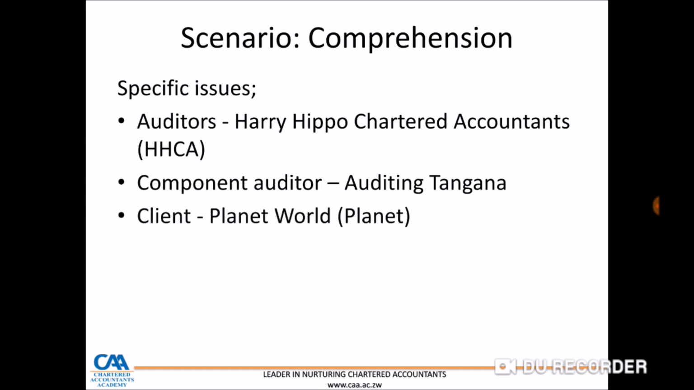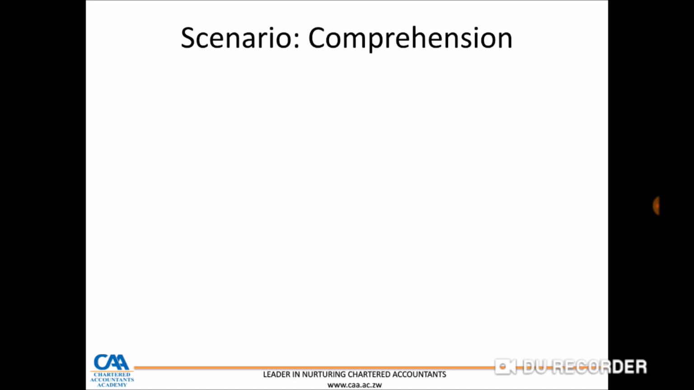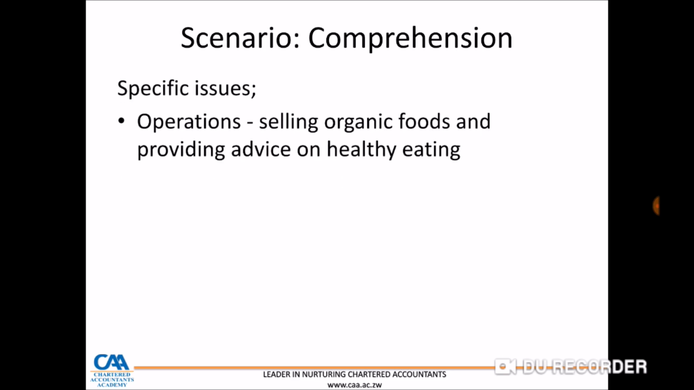Who was the client in this case study? Planet World. What was the year end of the client? February 2019. It is important that you understand the operations of the client. Planet World was into the selling of organic foods and providing advice on healthy eating. If you understand what the industry is about, that way you will have a correct mindset with regards to what you're going to answer in your solution.